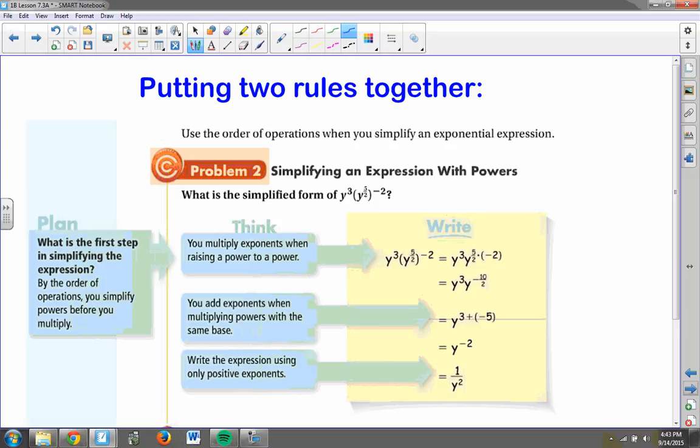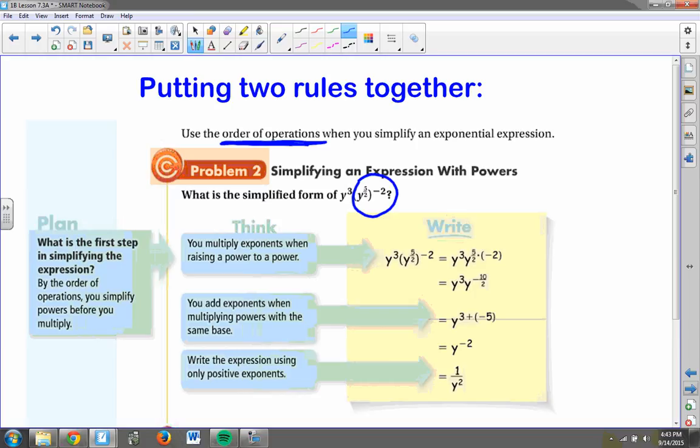All right, so now we're going to put our 2 rules together. Okay, remember that when we multiply 2 things together that have the same base, we get to add the exponents. That's adding them, right? Plus. But now we're also adding in multiplying exponents when we see a power raised to another power like we see right there. Okay? So we're going to simplify that whole expression where we have 2 y's raised to all kinds of powers. All right? And the first thing that you need to do, just like in the order of operations, before we get to add the exponents together, we have to do our multiplying first.